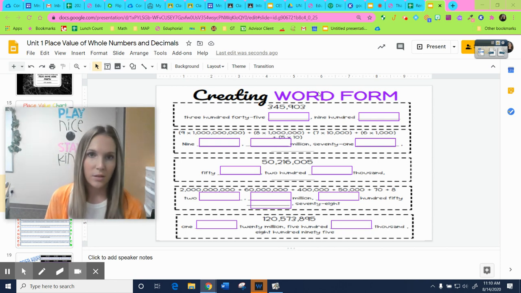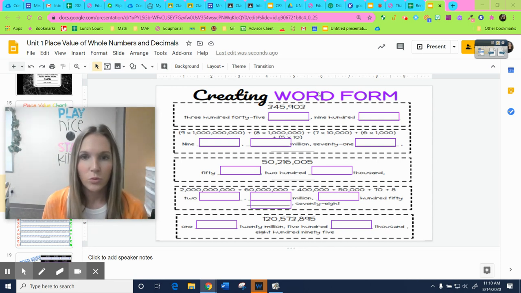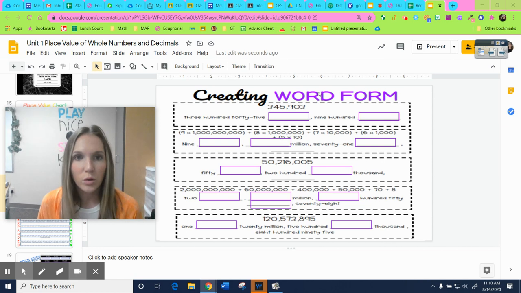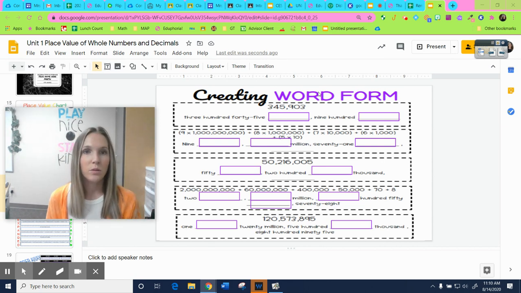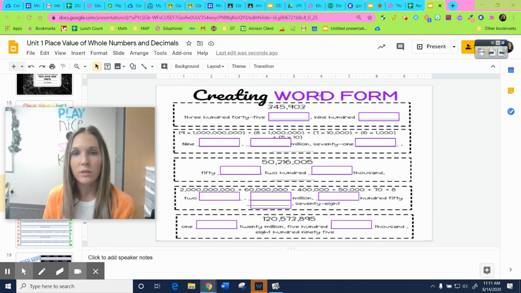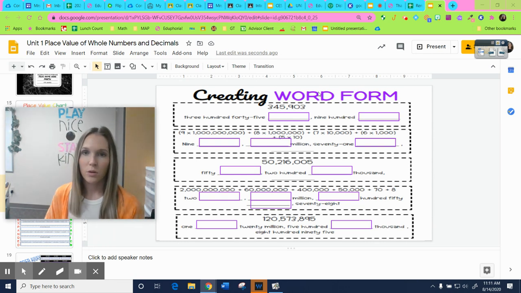The only thing is sometimes this number is not going to be in standard form. Sometimes it's going to be in expanded form, and sometimes it's going to be in expanded notation. So we're going to have to be able to understand how to decipher all of these numbers, okay? So we're going to look at our first one here.